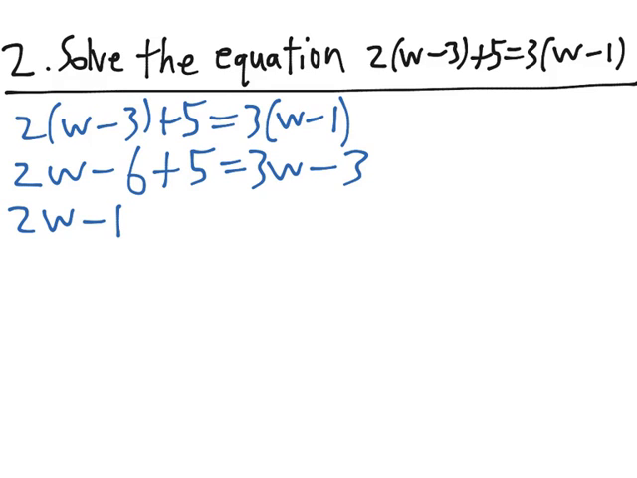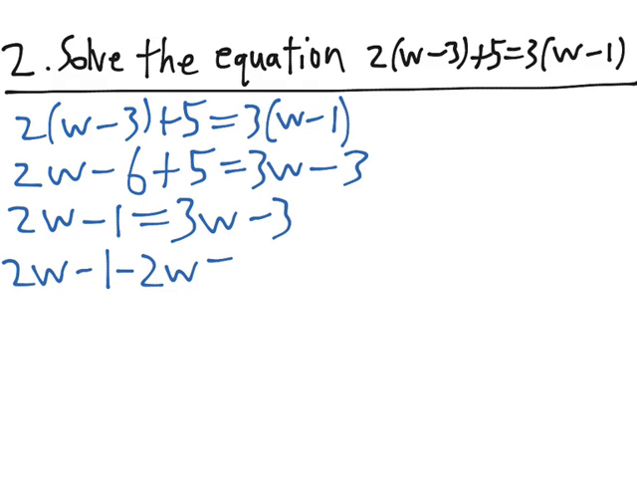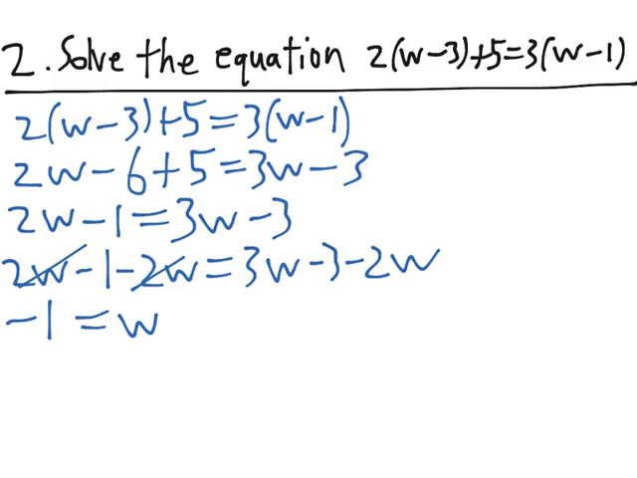2w minus 1 equals 3w minus 3. Now we have to move all occurrences of w to the same side. So let's subtract 2w from both sides of the equation. 2w minus 1 minus 2w equals 3w minus 3 minus 2w. The 2w's here cancel, and we have minus 1 is equal to w minus 3.